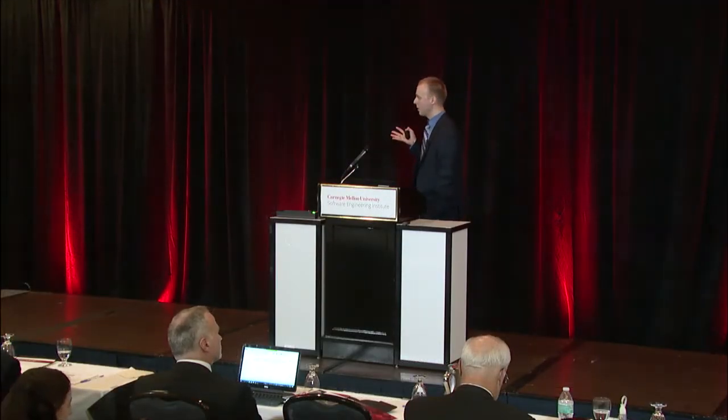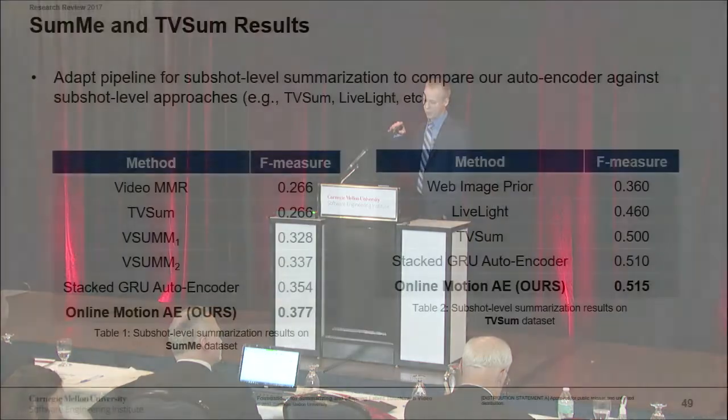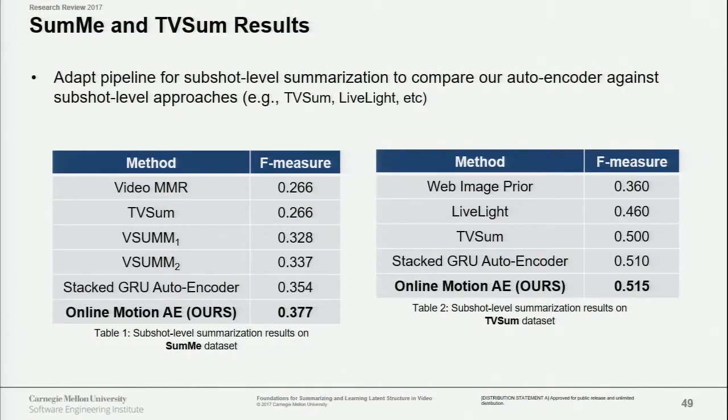For some of the other results, again, these don't work on the object level, and so the pipeline was modified a little bit to instead of picking out the object clips, it was modified to pick out the key frames, or the key frame subshots, and it was compared against a few other baselines. So these were the SumMe and TV Sum results.